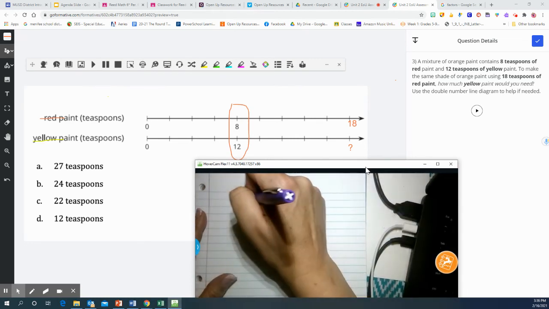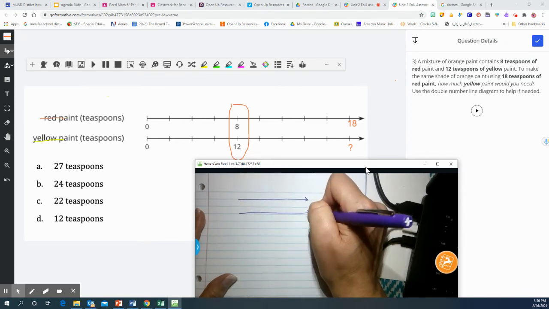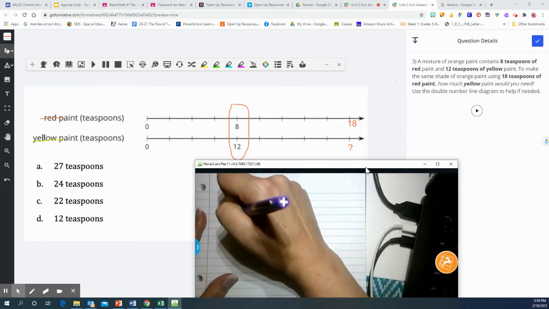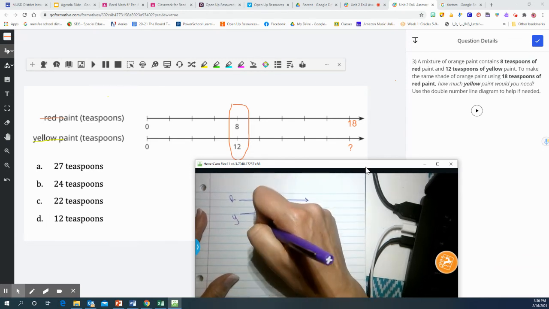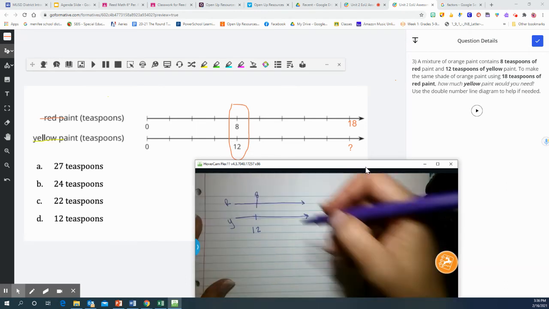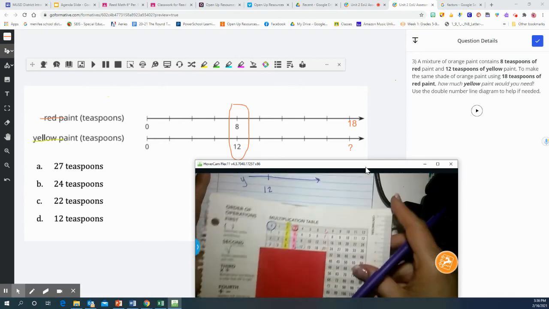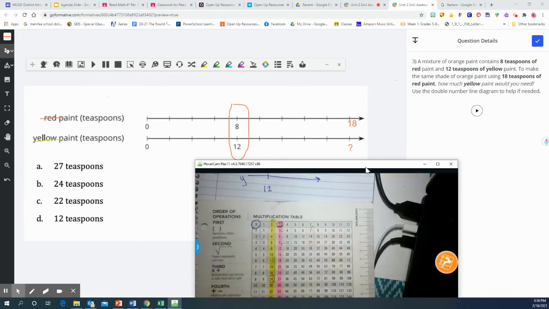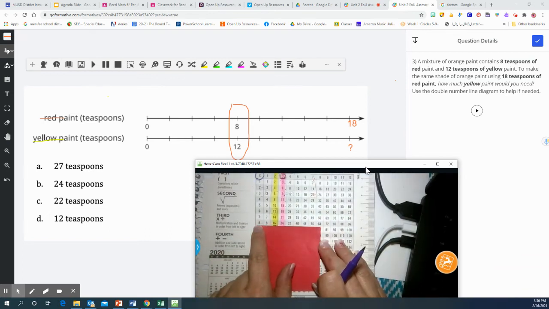I've got my number line written here, and maybe it's easier for me to work on paper first. I know this is my red paint, this is my yellow paint. I start with this 8 and 12 relationship, but I know I need to go to 18. The first thing that might help me is to look at my 8s on my multiplication fact chart. Is 8 a factor of 18? Can I multiply 8 times another number and get to 18?